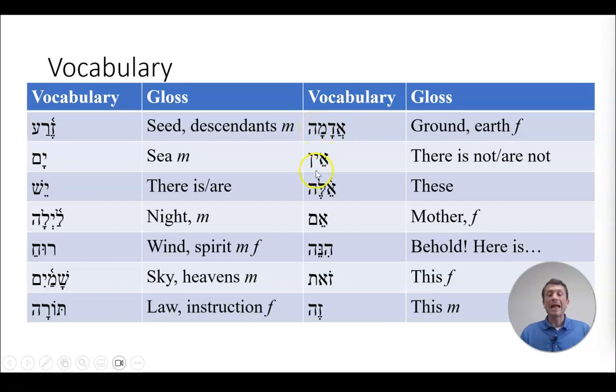Below that is the word ein. We're going to talk about this in the lesson this week. It's called a negative particle of existence, and it's translated normally there is not or there are not.